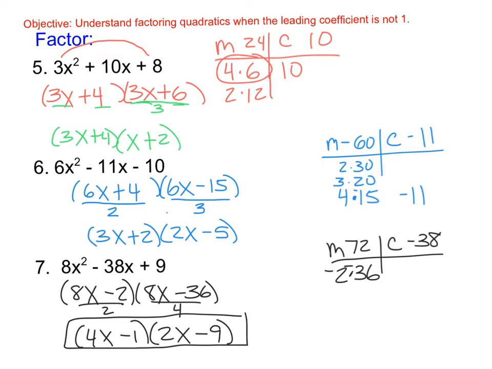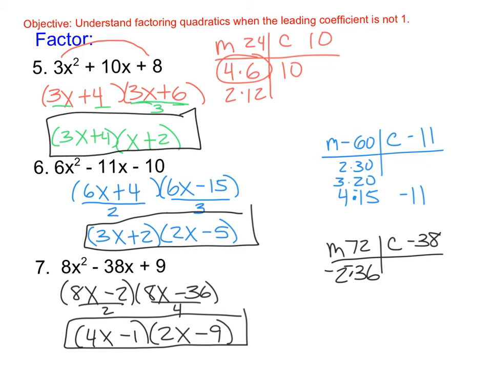Yeah, I don't think I would think of that. 4x minus 1, 2x minus 9. I think that one's kind of hard to do quickly, and it was pretty easy to do using this method. So, all right, there's our 3 problems.